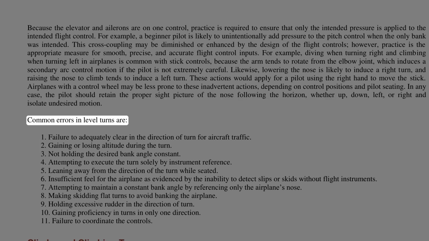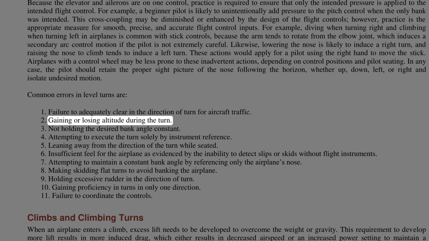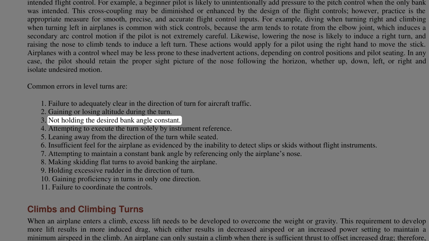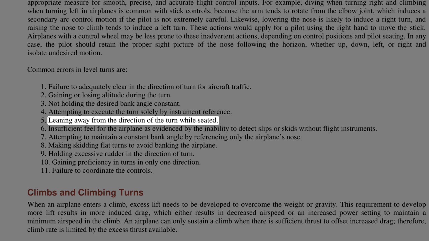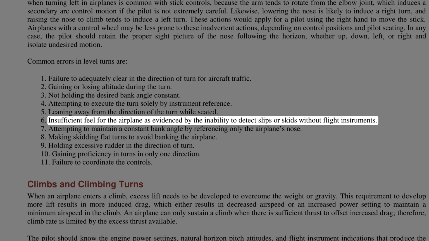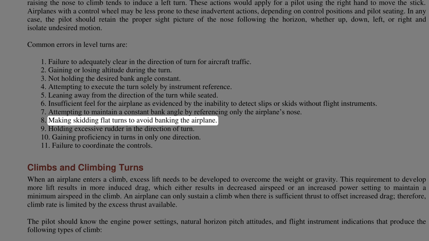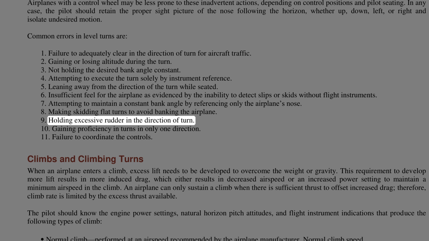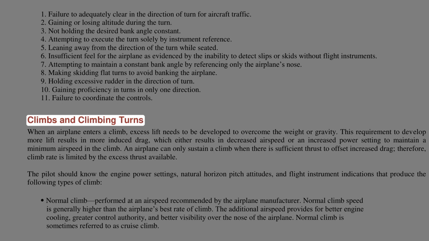Common errors in level turns are: failure to adequately clear in the direction of turn for aircraft traffic, gaining or losing altitude during the turn, not holding the desired bank angle constant, attempting to execute the turn solely by instrument reference, leaning away from the direction of the turn while seated, insufficient feel for the airplane as evidenced by the inability to detect slips or skids without flight instruments, attempting to maintain a constant bank angle by referencing only the airplane's nose, making skidding flat turns to avoid banking the airplane, holding excessive rudder in the direction of turn, gaining proficiency in turns in only one direction, and failure to coordinate the controls.